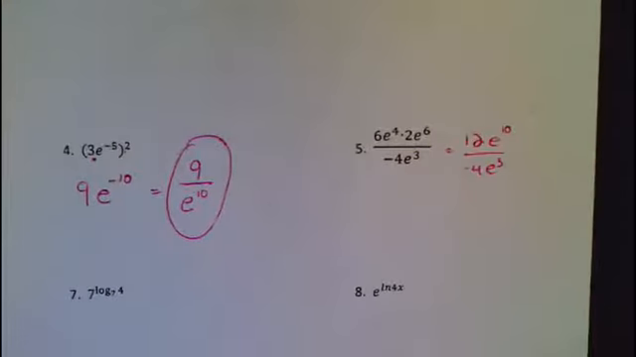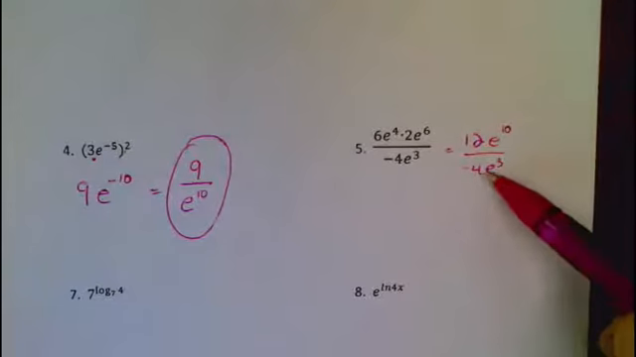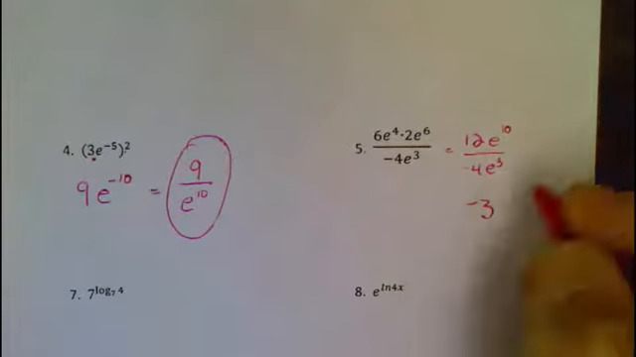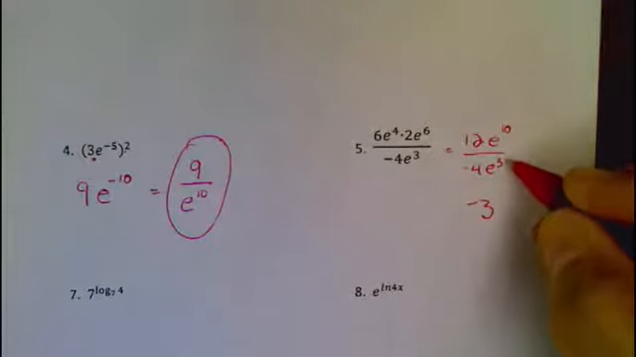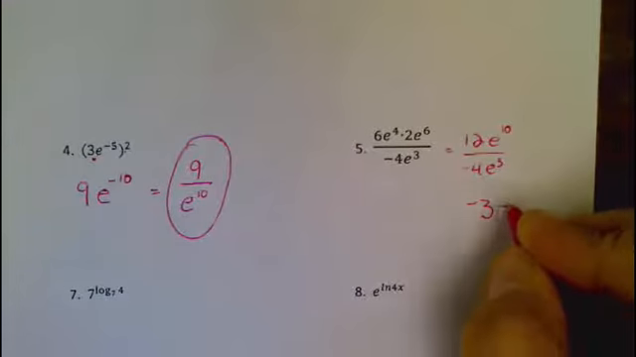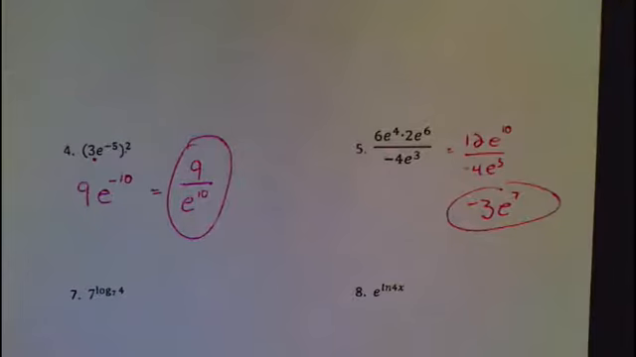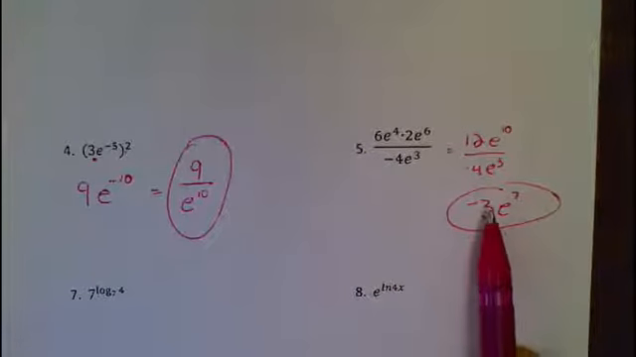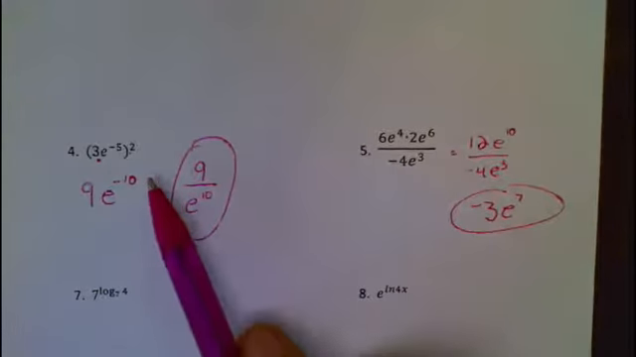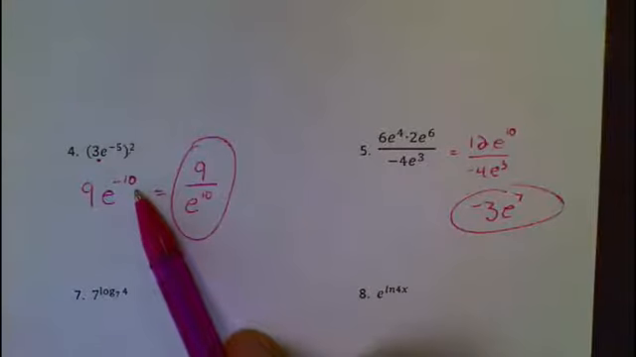All right, now we're going to do the division. 12 divided by negative 4 is negative 3. e to the 10th divided by e to the 3rd is e to the 7th, because I'm subtracting the exponents. Now the 3 is negative, that's okay. You can have a negative number, you just can't have a negative exponent.